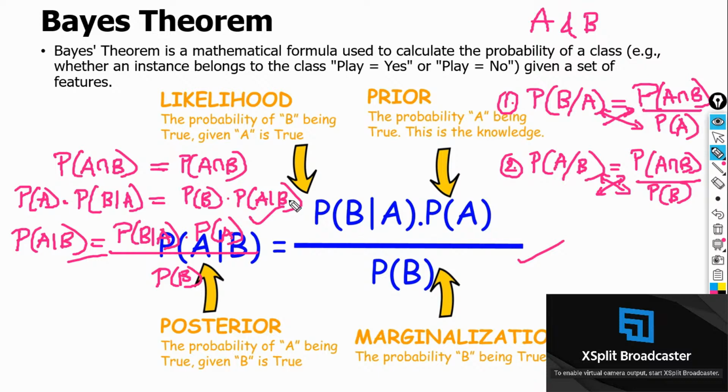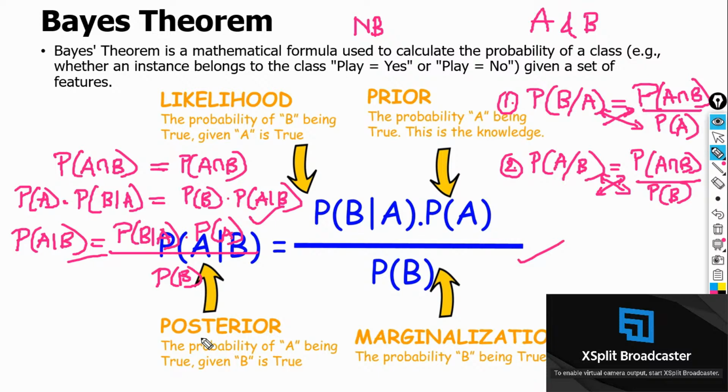This is a very important formula, and using this formula, the naive Bayes algorithm works. This is nothing but Bayes theorem. P of A given B is equal to P of B given A multiplied by probability of A, divided by probability of B.